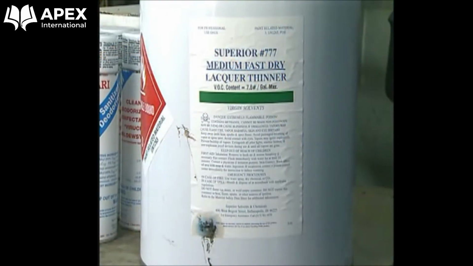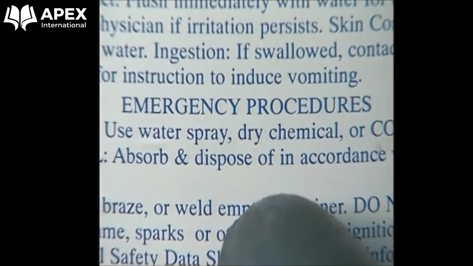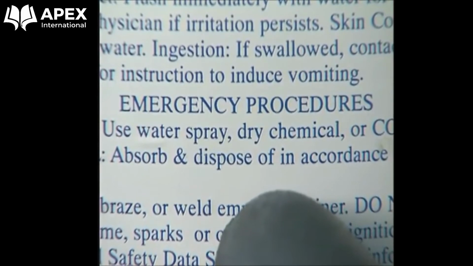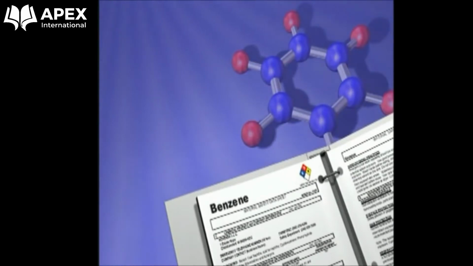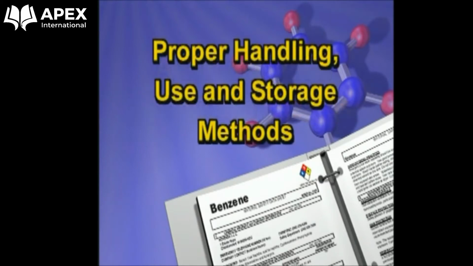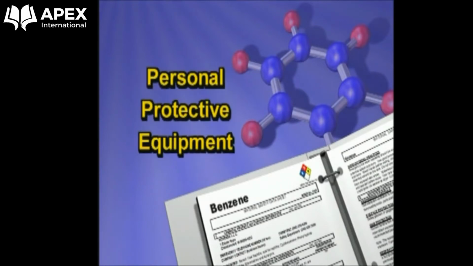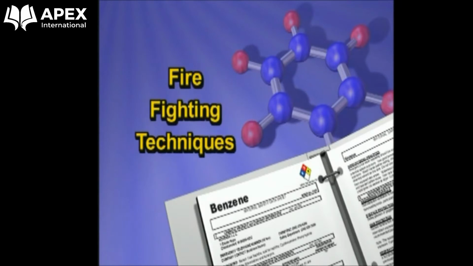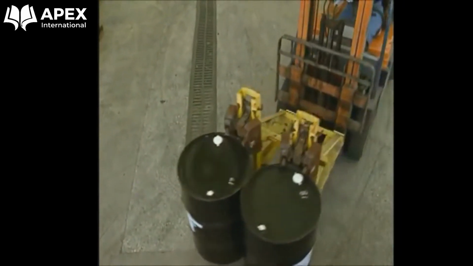When handling chemicals, knowledge is your most powerful tool. Begin by recognizing the specific hazard or hazards the chemical may present. The Material Safety Data Sheet, or MSDS, is one of your best sources for information on the chemicals you use. It contains a summary of a chemical's hazards, as well as proper handling, use, and storage methods. The MSDS also lists important information for protecting you, such as permissible exposure limits, the right personal protective equipment, firefighting techniques, and emergency procedures.